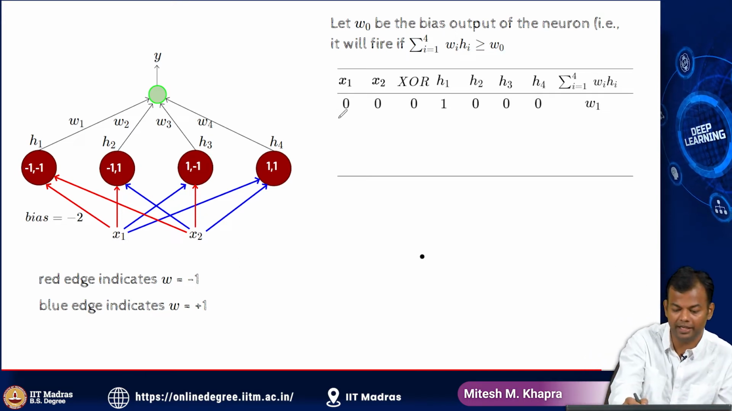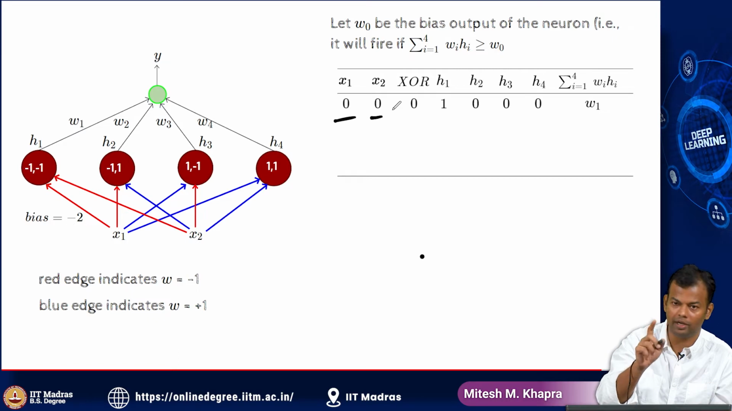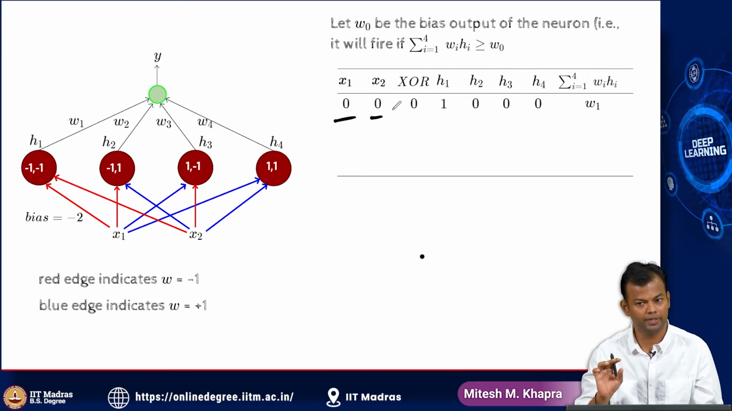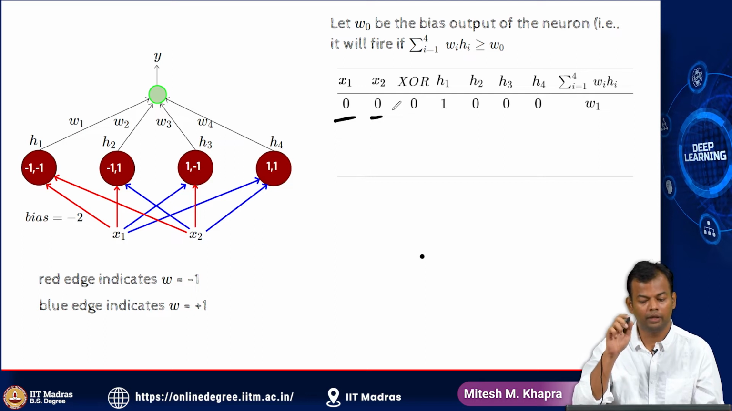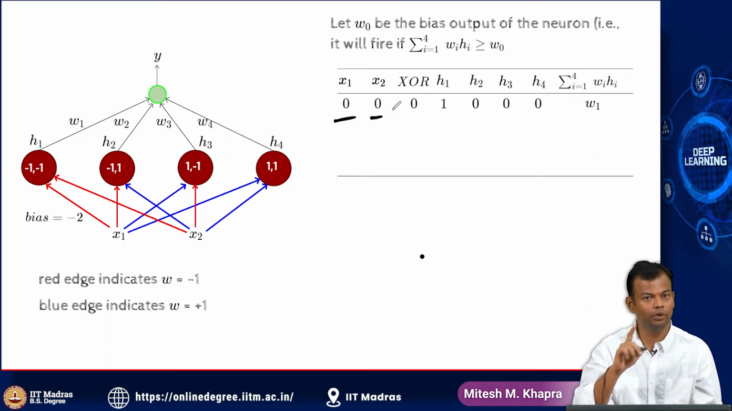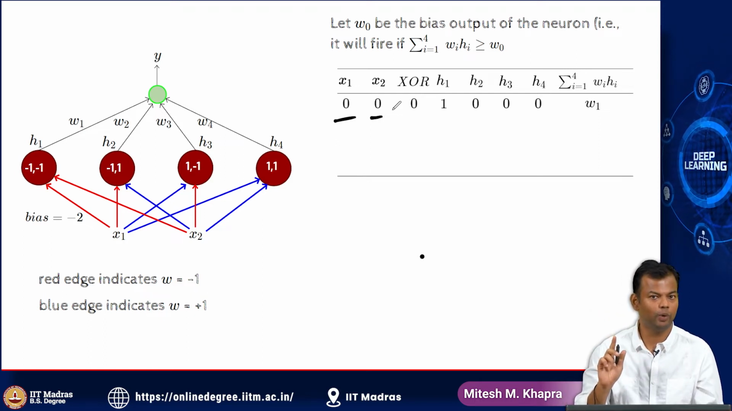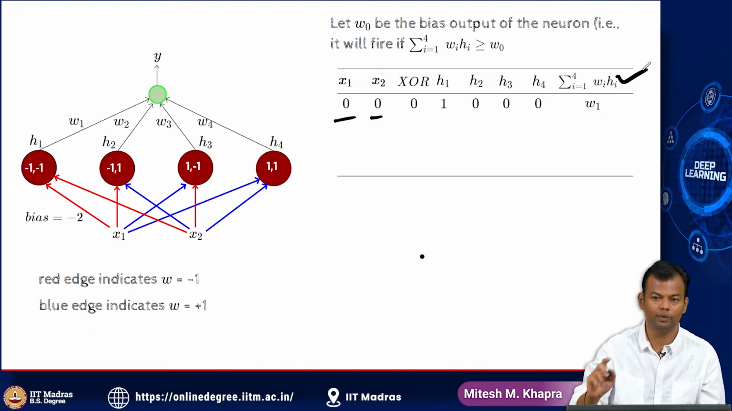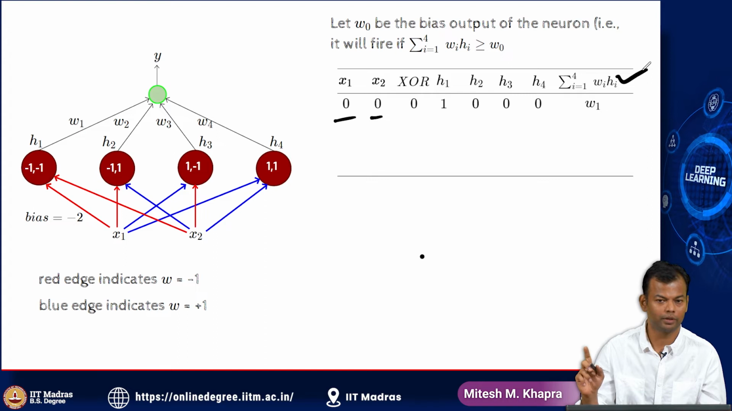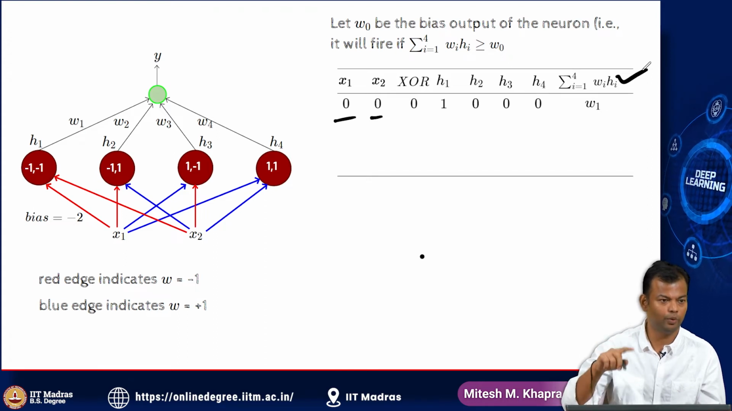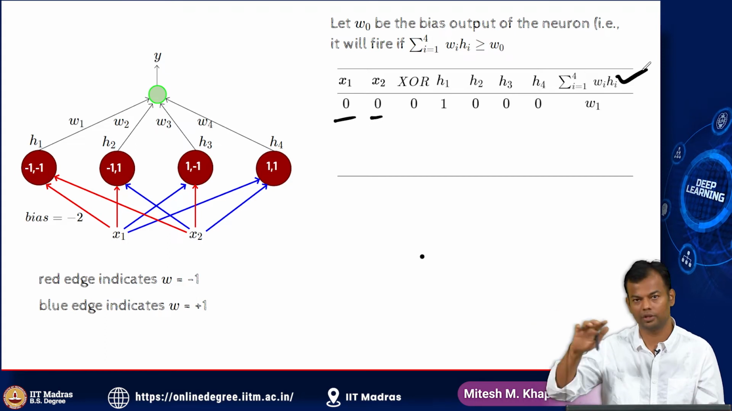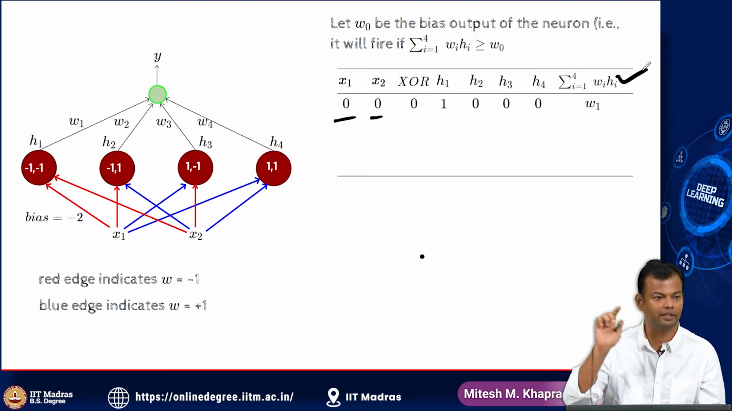So when you have the input as 0, 0, and when I say 0, 0, assume -1, -1, the XOR truth table says that the output should be 0. Now we know that H1 will take on the value 1, everything else would be 0. So if I look at summation Wi Hi, it will just be W1. It will be W1 into H1 plus W2 into H2 and so on. H2, H3, H4 are 0, so the last 3 terms will be 0 and the first term, W1, will remain.